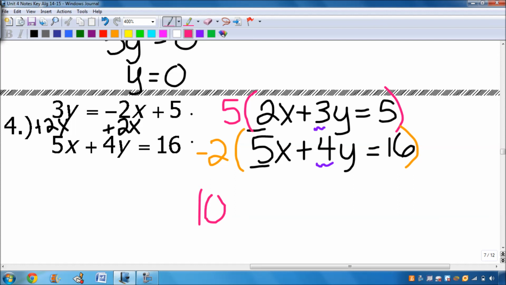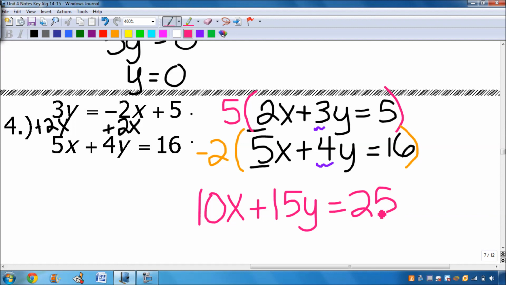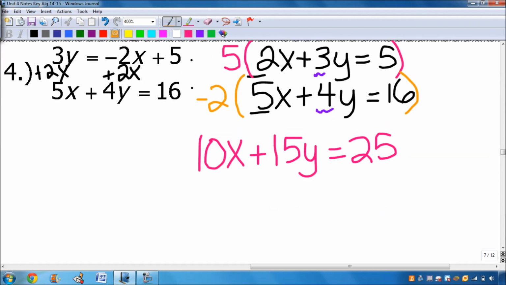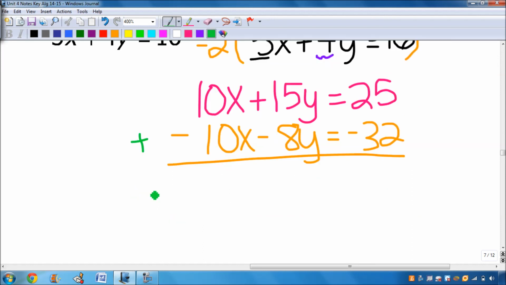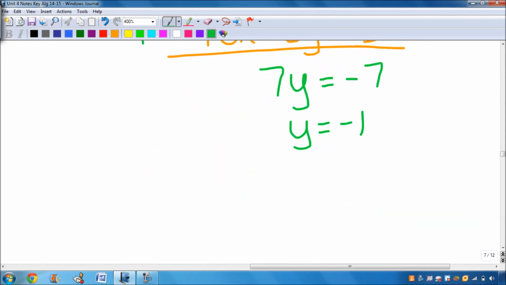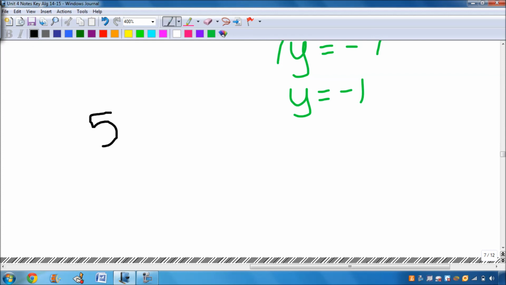So the top equation turns into 10x plus 15y equals 25. Okay? And the bottom equation turns into negative 10x minus 8y equals negative 32. Now I can add my equations together, and 10x minus 10x eliminates, so we've done it correctly because the x's go away. 15y minus 8y is 7y, and then 25 minus 32 is negative 7, which means that y equals negative 1. Now you can go ahead and plug that into either equation that you want in order to solve for x. I'm going to plug it into the bottom one just because that's what I randomly decided to do.